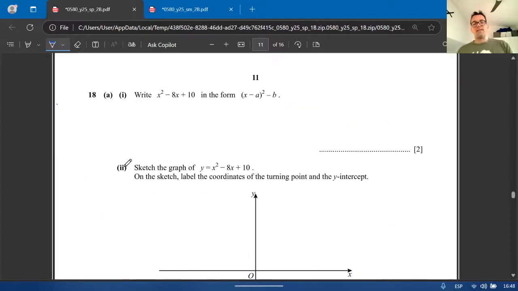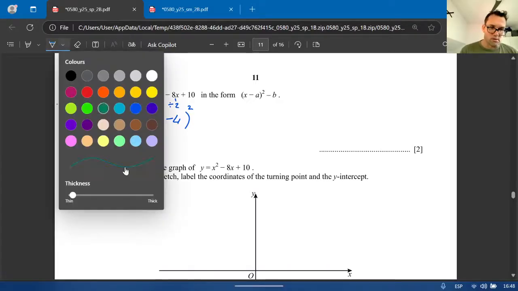In question 18, we are completing the square. Remember how to complete the square. You make a bracket. You take that x, you write it over there. You take this number and you divide it by 2. So half of minus 8 is 4. Then you square it. So we got x minus 4. Why do we do that?